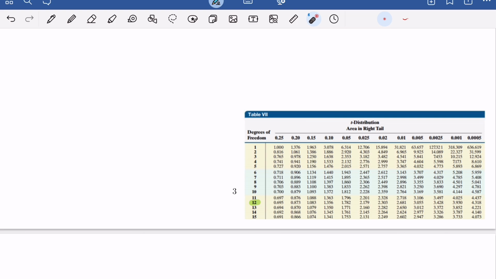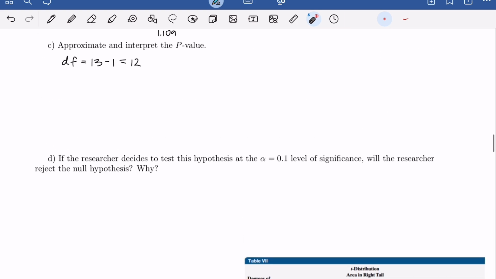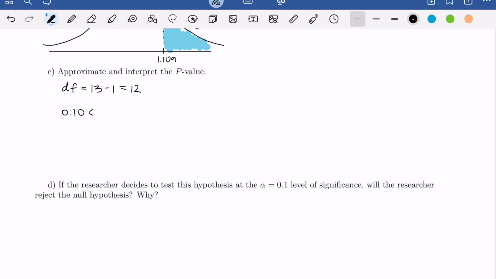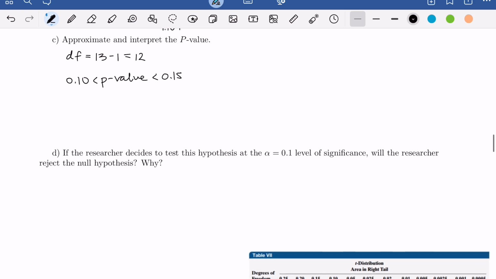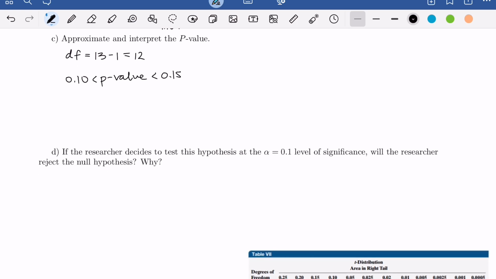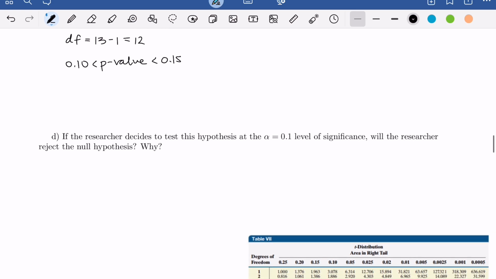So this means our p-value is going to lie in between this value and this value here. So we're looking at the area in our right tail. So our p-value is going to be in between 0.10 and 0.15. All right, so with this information, let's answer part D here. If the researcher decides to test this hypothesis at the 0.1 level of significance, will the researcher reject the null hypothesis and why? So remember, if our p-value is less than our level of significance, we reject the null hypothesis.